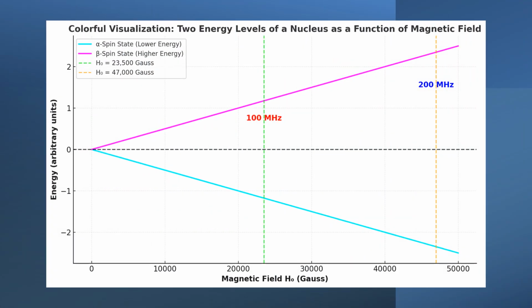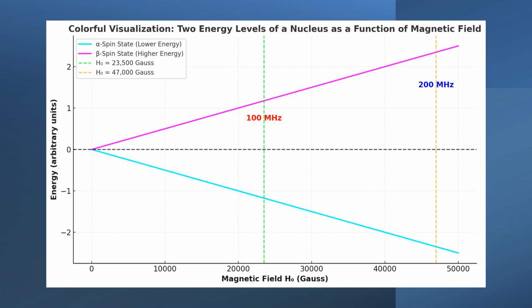Let's explore the relationship between the two energy levels of a nucleus, alpha spin and beta spin, as a function of the applied magnetic field H0. The lower energy state is represented by the alpha spin state, shown in cyan. The higher energy state is represented by the beta spin state, shown in magenta. As the magnetic field H0 increases, the energy gap between these two states also increases.